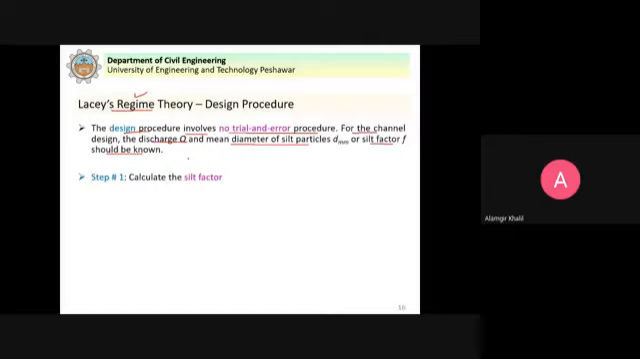So again, we have a step-by-step procedure. Step number 1 is to calculate the silt factor. And this is the equation which relates the silt factor with the mean diameter of the silt particles. This d sub mm is the mean particle size in millimeter.